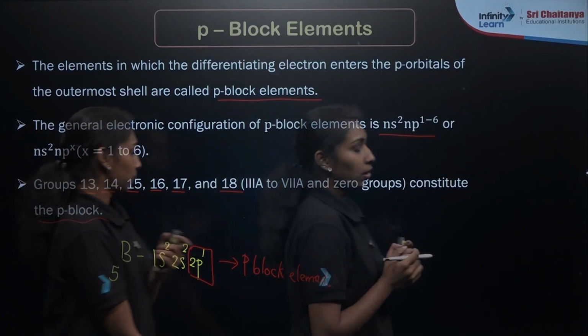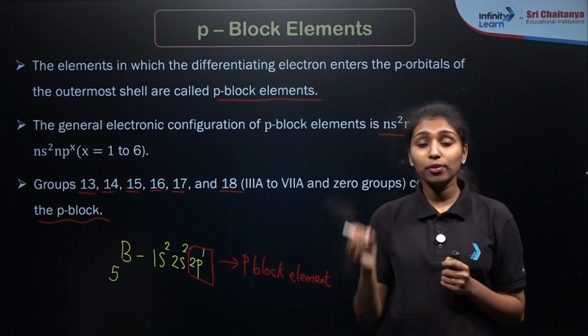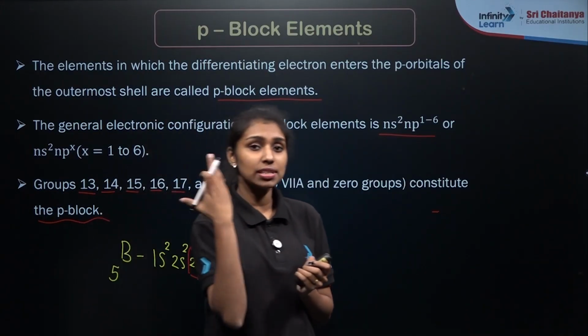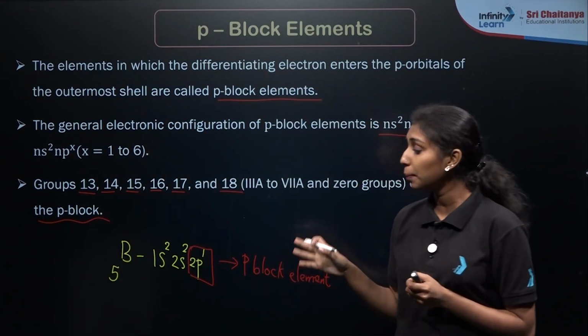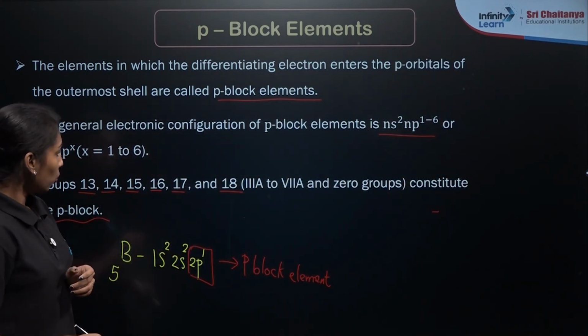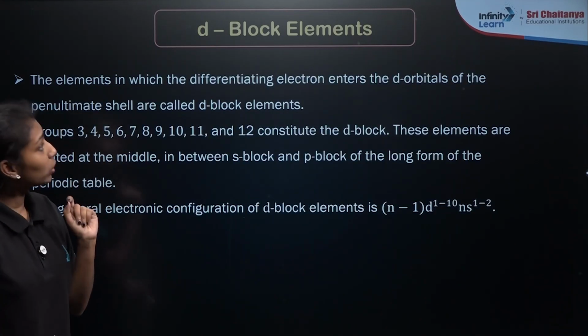Is that clear? Similarly, if you are given any element, try to write down the subshell electronic configuration. Then check in which subshell the last electron is entering, so that we can define the block of that element. Now, let us discuss the d block elements.